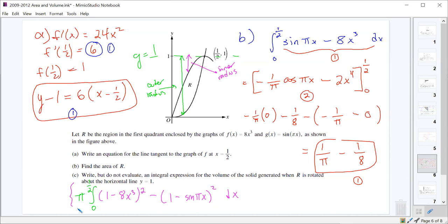And the limits and the constant out in front was worth 1 point, and all of this was 2 points. Good or no? Any questions on that? I have a question on part B.